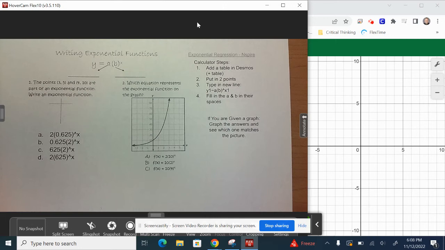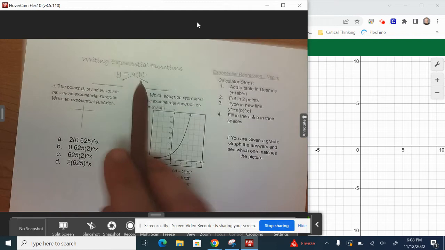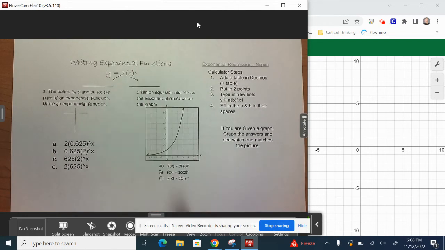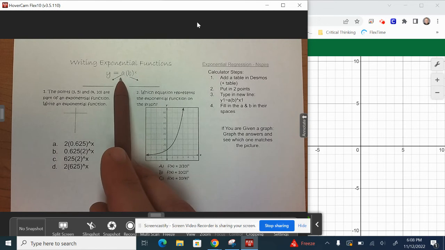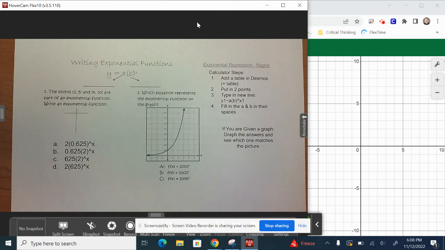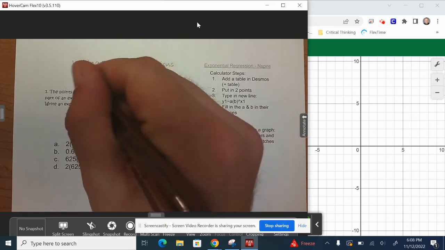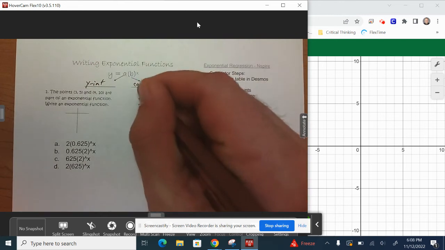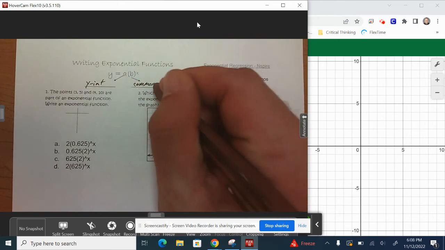All right, so we're going to talk about exponential functions today. Exponential means our x is in the exponent. It's in the little number spot. It's usually a number before the parentheses, a number inside the parentheses, and then it's raised to the power of x. That number before the parentheses, that's our y-intercept. The number inside, that's what's called our common ratio. We'll talk about those more in a little bit.